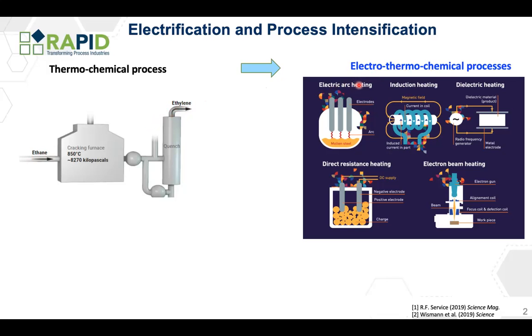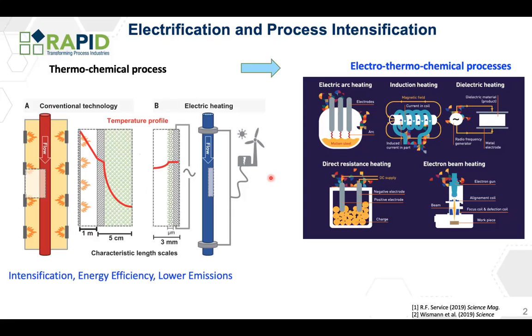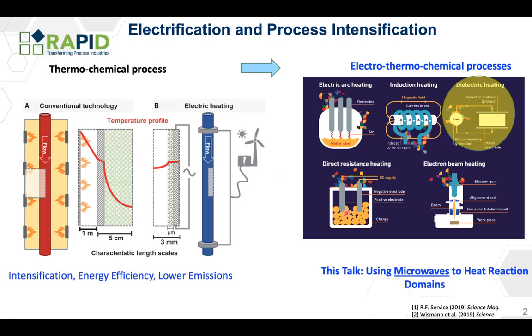In this paradigm, the energy to drive the reactions is provided by electromagnetic energy in different forms. This comes with more advantages than emissions. For instance, it has been shown that by directly heating the reactor, we can reduce the temperature gradients that evolve in this system, which can lead to more intensified heating, allowing us to utilize the catalyst better and, of course, with more efficiency. So, with this motivation, today I'll be talking about using microwaves and how we can tailor their use in heating reaction domains.